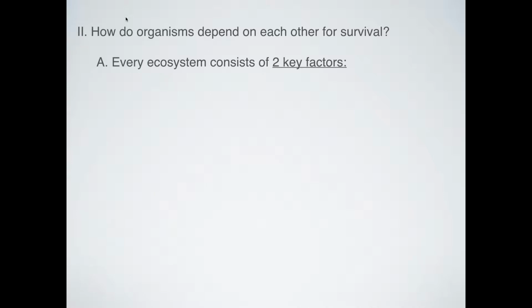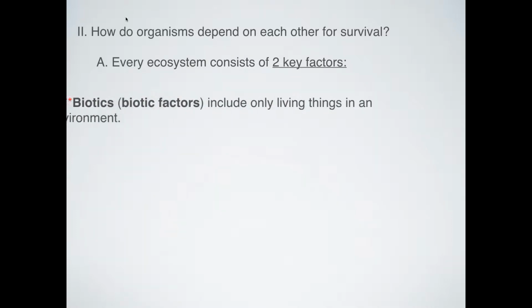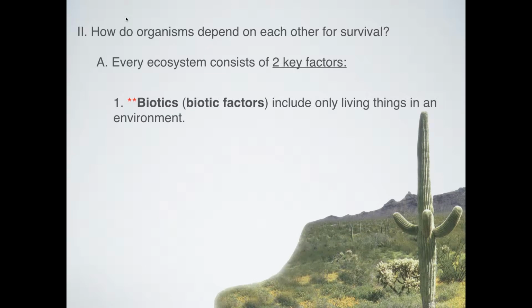The first thing that you have to realize is that every ecosystem consists of two key factors. The first factor we call biotics or biotic factors. You'll see it both ways, so that's why I put it in parentheses. But biotics or biotic factors only include living things in an environment. So you can picture if you are in a desert or something, there are plenty of biotic factors that you would find there.